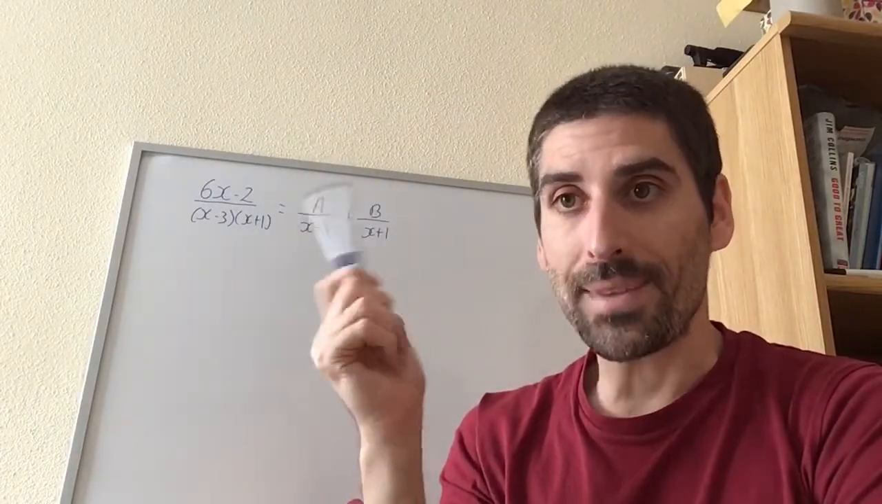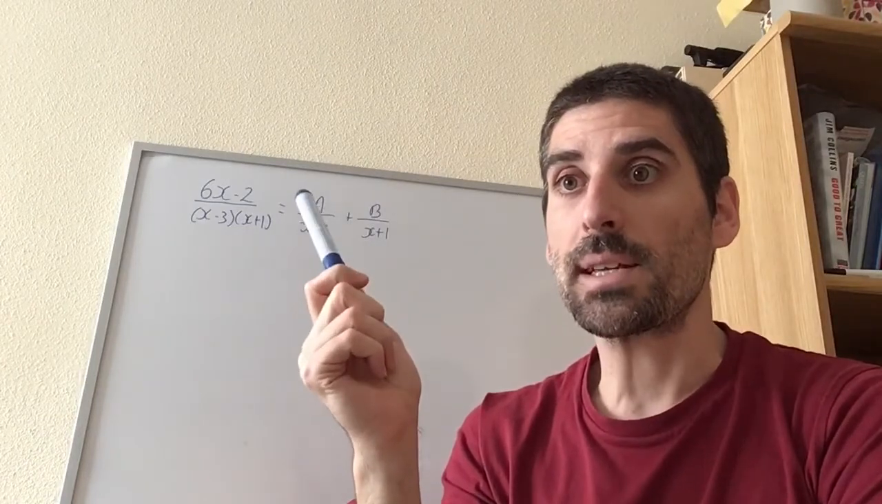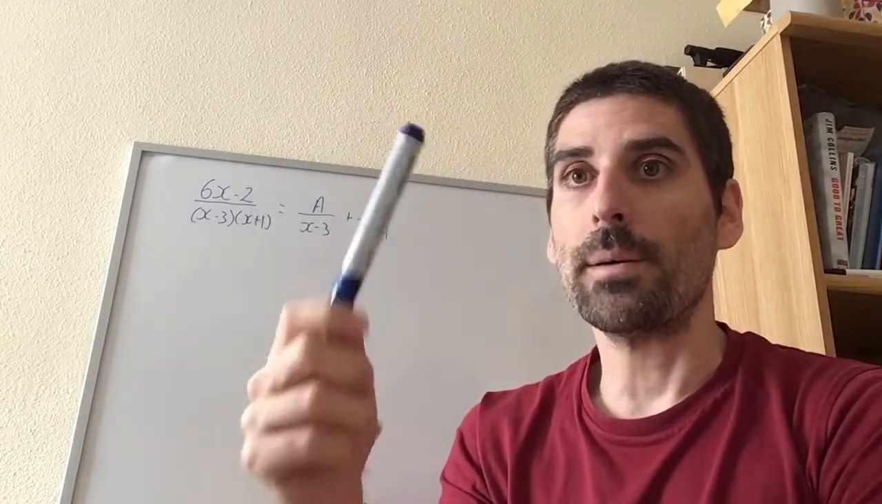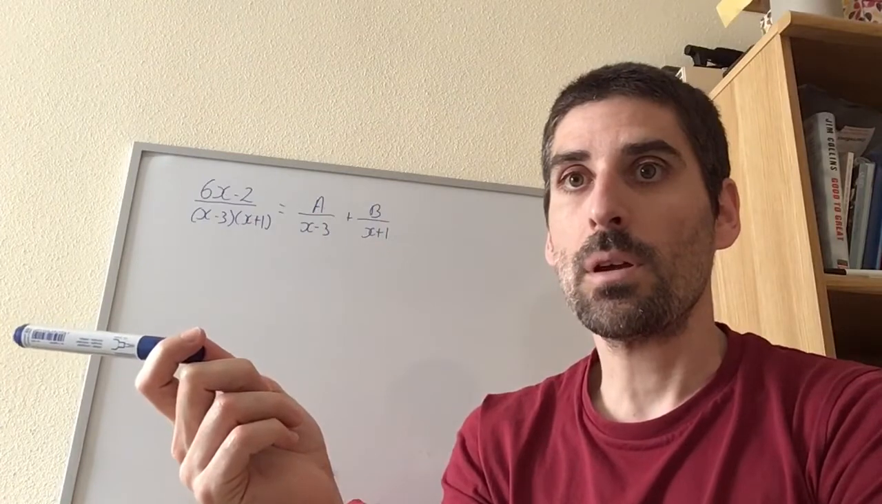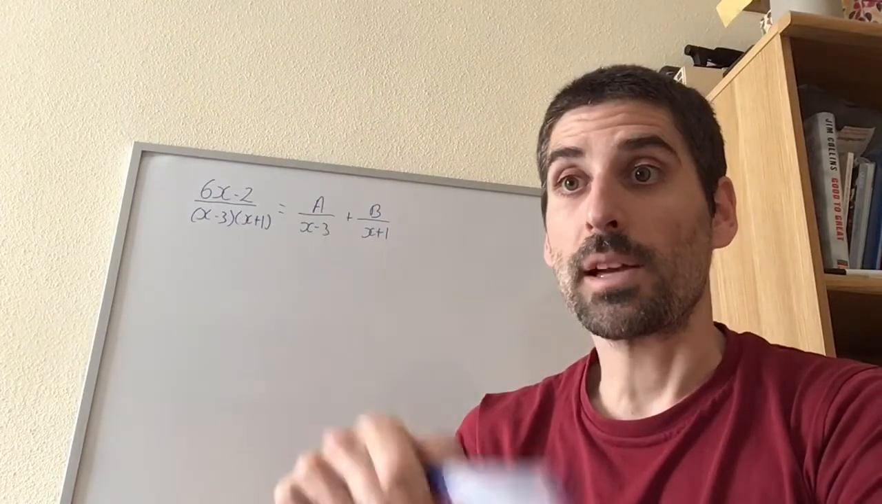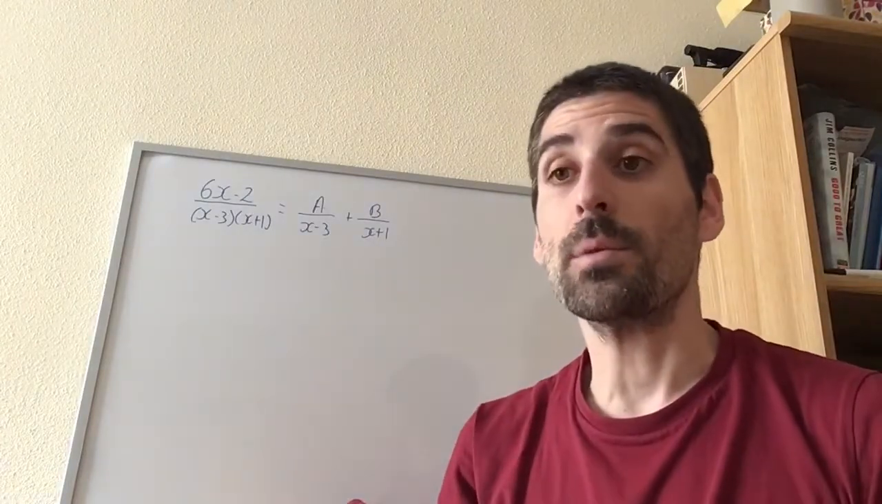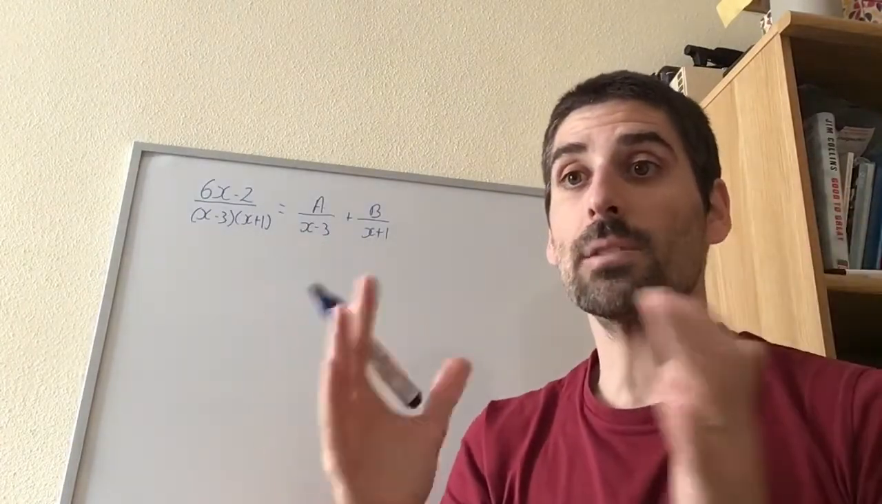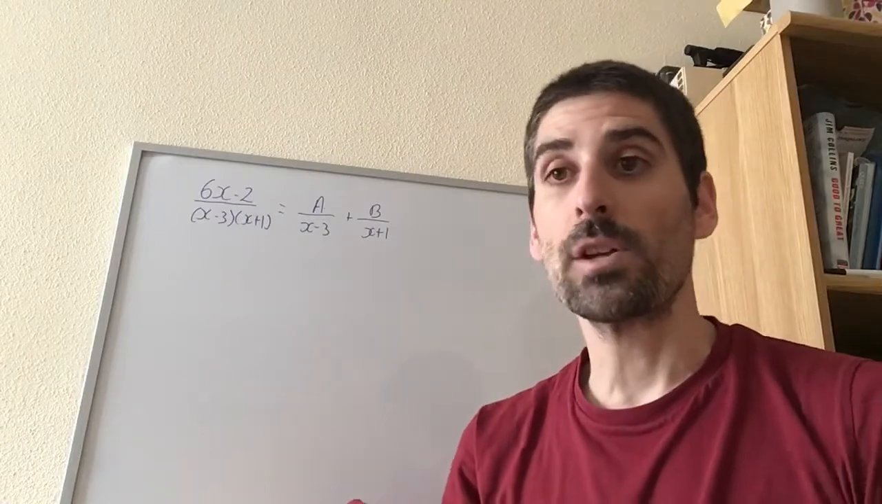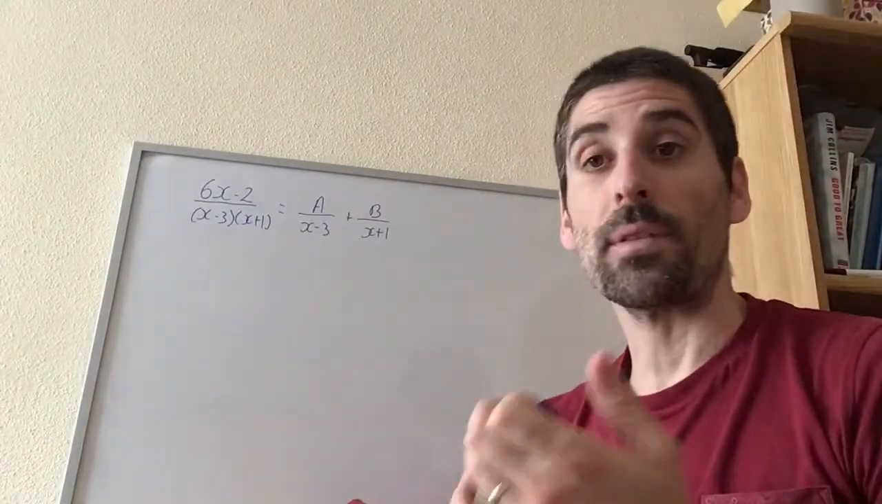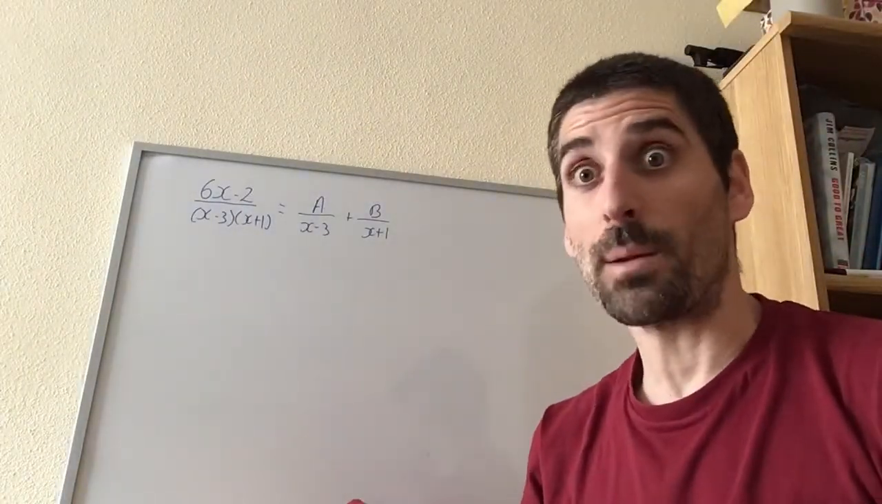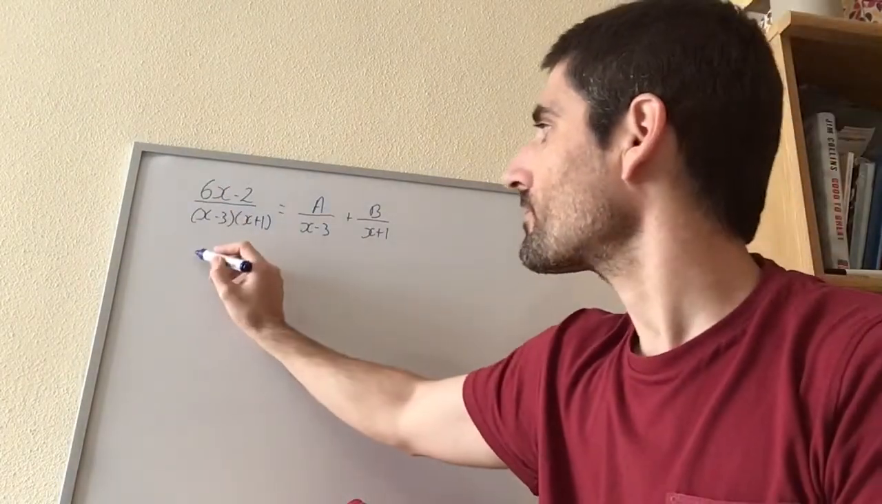So here we go, another algebraic fraction, (6x minus 2) over (x minus 3)(x plus 1) can be written in that form. So we're going to do exactly the same thing we did before. We're just going to add the 2 fractions on the right hand side of the equation. We're going to then get rid of the denominators and see what happens.